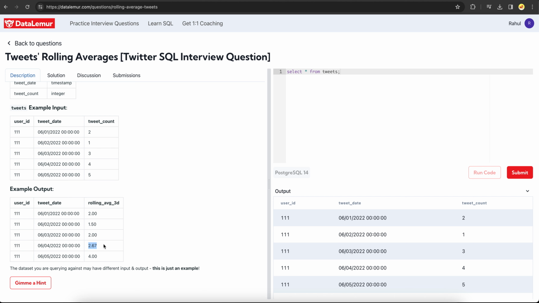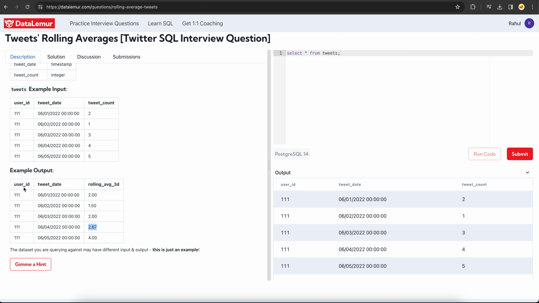So I hope you get the idea of what is expected, and in the output, you need to have the user ID column, the tweet date, and the rolling average of a 3-day period.